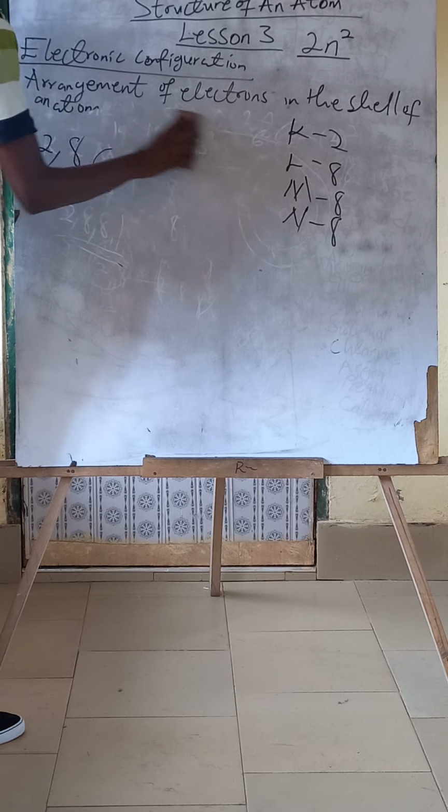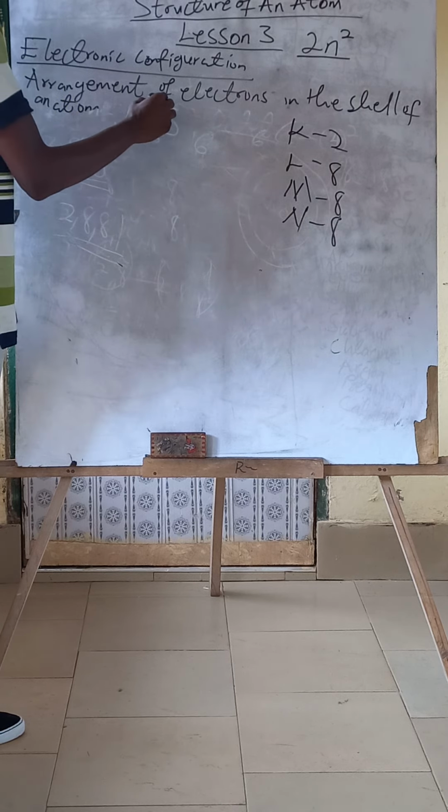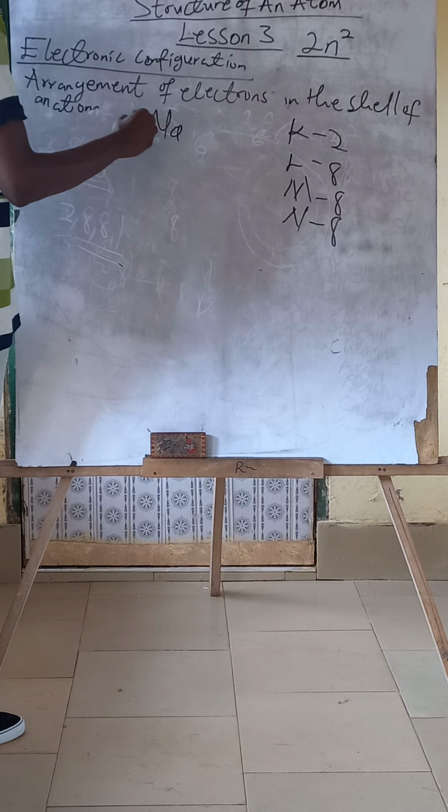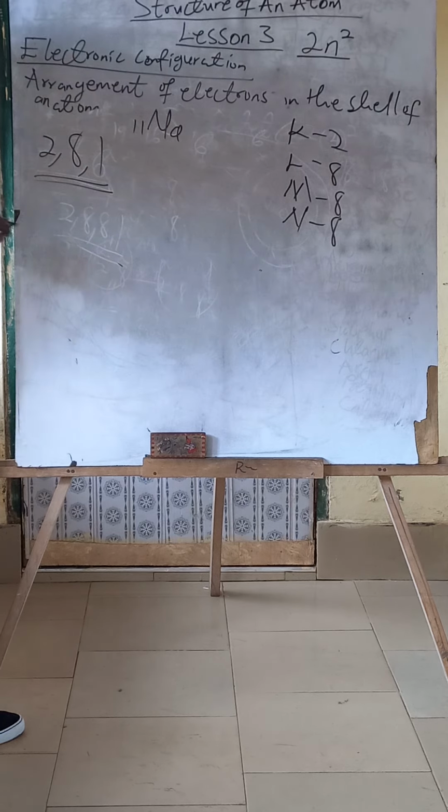Let us consider one last example, and that should be sodium, atomic number 11. K takes 2, L takes 8, M takes 1. And this is how to write electronic configuration.